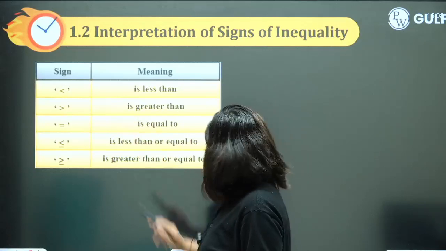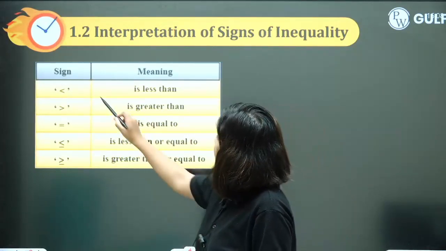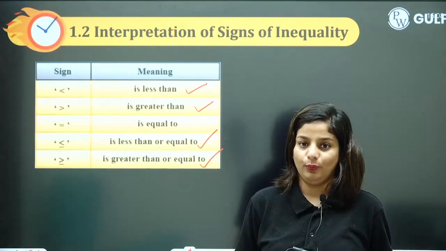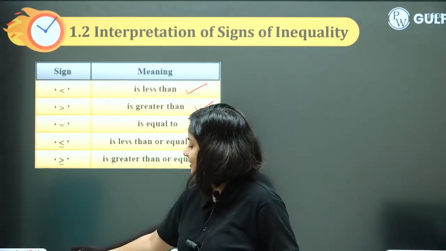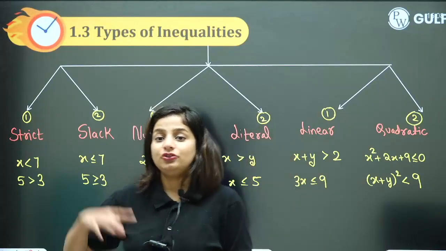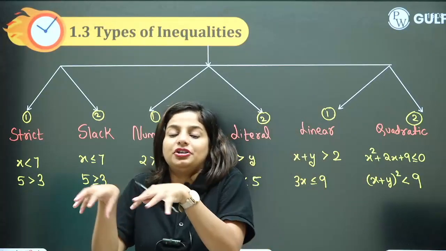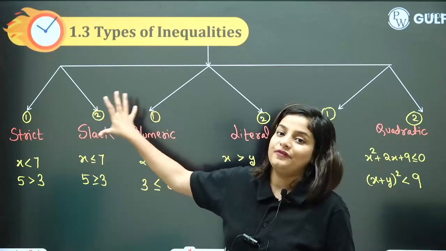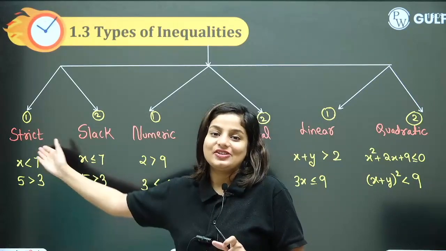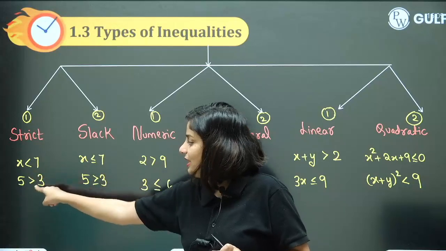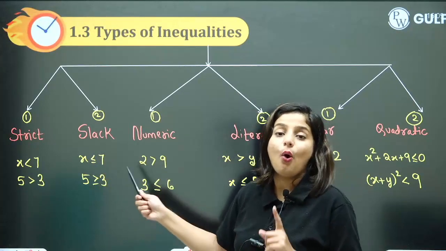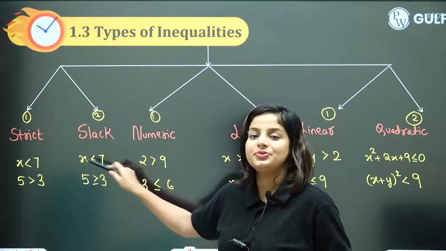So only four inequalities we are dealing with: less than, greater than, less than equal to, greater than equal to. Right? Equal to is just given for understanding. Now here are the 6 types of inequalities, or I should say 3 types of inequalities divided further into 6. The first type of categorization is based on the strictness and slackness. Strict inequality, where you have only less than, only greater than. Slack inequality, when you have less than equal to or greater than equal to. Can you see the difference between strict and slack?